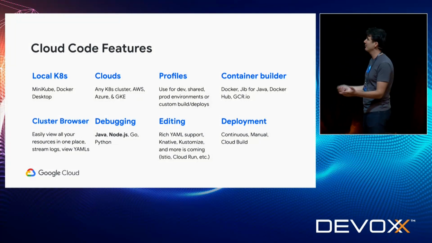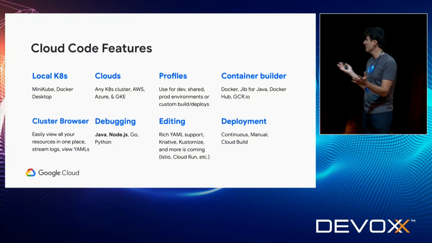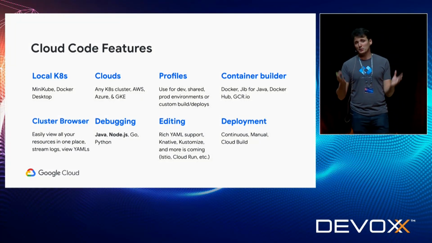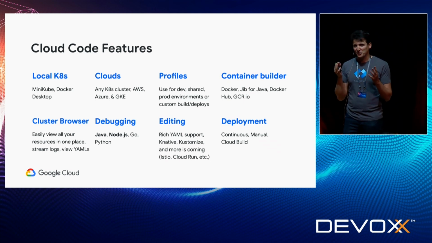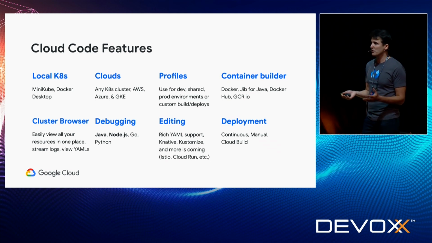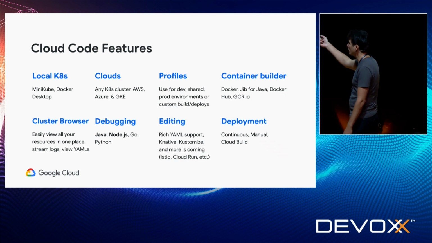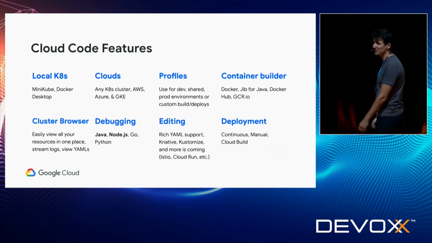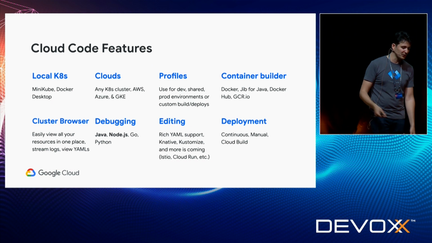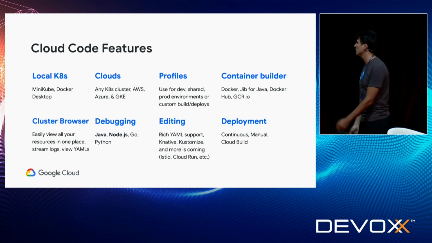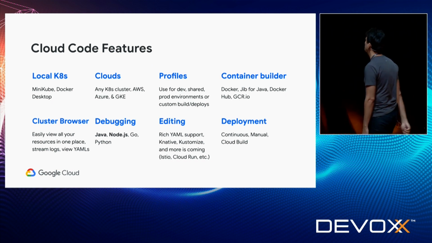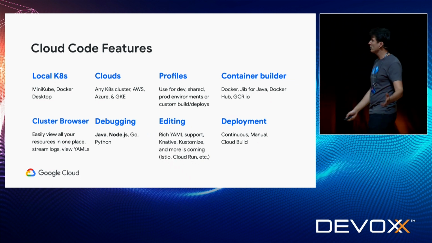So, to recap, this is what we have in Cloud Code in general. You can work with any Kubernetes cluster. Kubernetes is wonderfully vendor neutral. This is one of its major strengths. You can use a local Kubernetes cluster like Minikube or Docker for Desktop if you don't want to pay for a remote cluster or you don't have your own Kubernetes cluster set up. You can use any cloud with support for Kubernetes, AWS, Azure, or GKE.